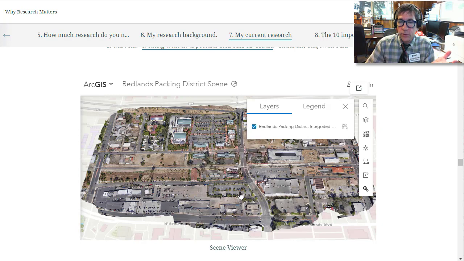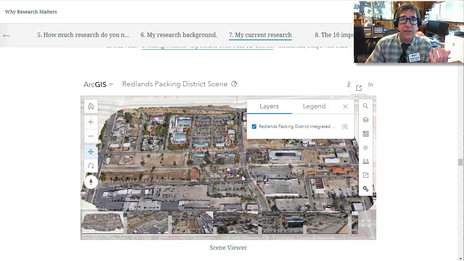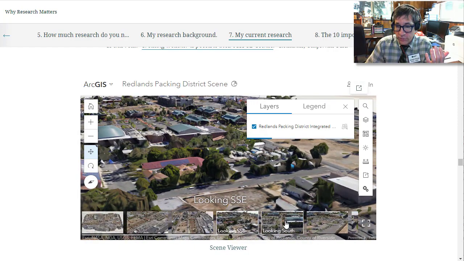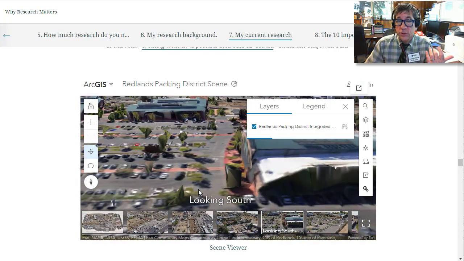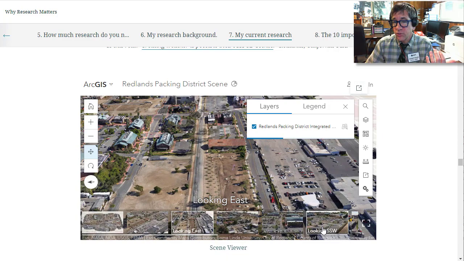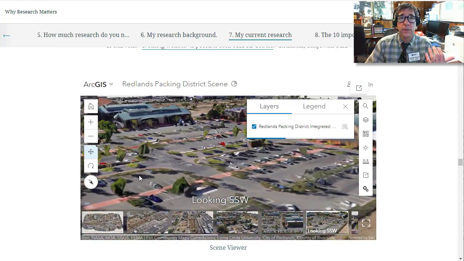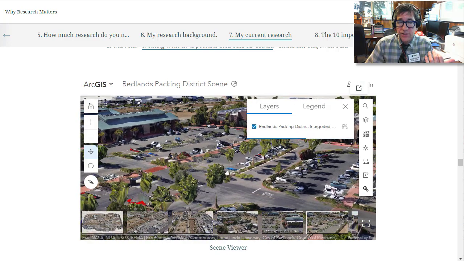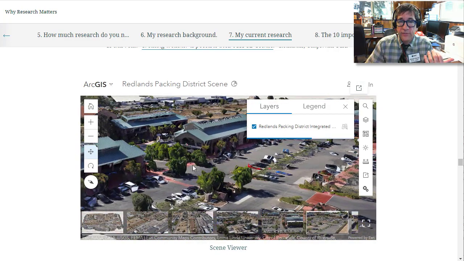Take a look at this scene viewer. For example, we've got the 3D scene viewer. That's one of our tools inside ArcGIS Online. And you can, with amazing clarity, drape building facades and imagery over a landscape. Remember, though, this is just an image. It's not reality. It's a simulated view of reality.